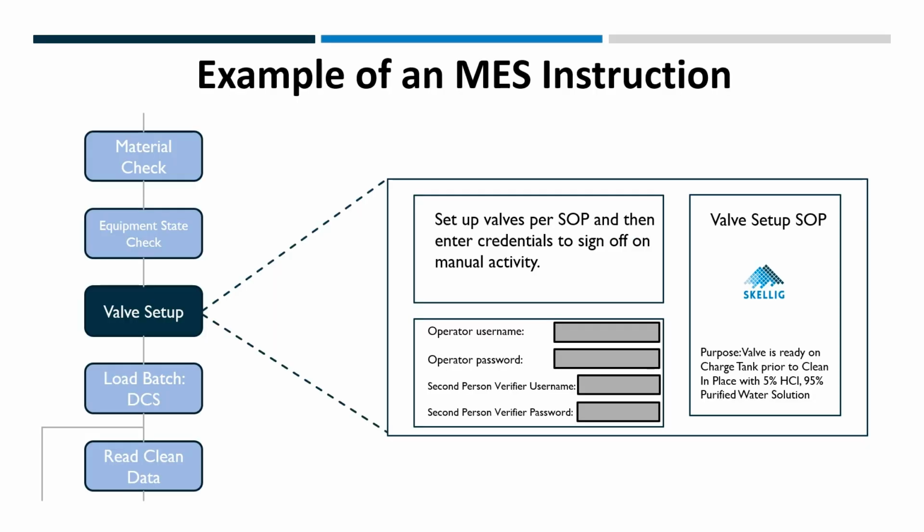On this slide and the next one, we have an example of setup instructions within an MES that you might find at the beginning of a recipe with an optional cleaning instruction that depends on whether or not the unit was already clean when you started. It begins with a material check, meaning that you're checking that your material is available before starting your batch. You do an equipment state check, where your MES system checks that the tank is actually available and clean or in need of cleaning.